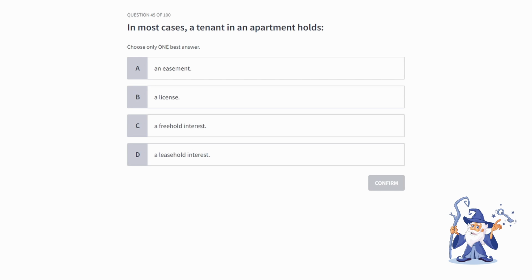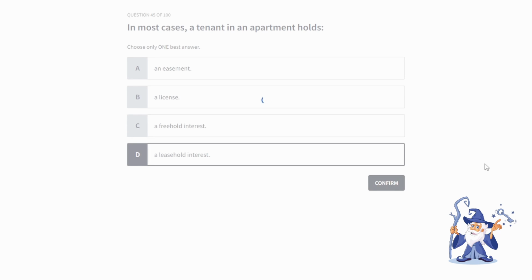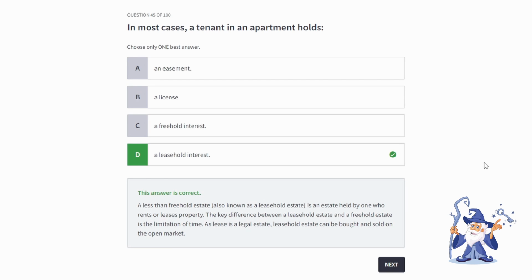So in most cases, a tenant in an apartment holds D, a leasehold estate or leasehold interest. A less than freehold estate, also known as a leasehold estate, is an estate held by one who rents or leases property. Now, the key difference between a leasehold and a freehold estate is the limitation of time. As a lease is a legal estate, a leasehold can be bought and sold on an open market. So again, when you think of tenant, think of leasehold estate, less than freehold estate. Okay, next one.